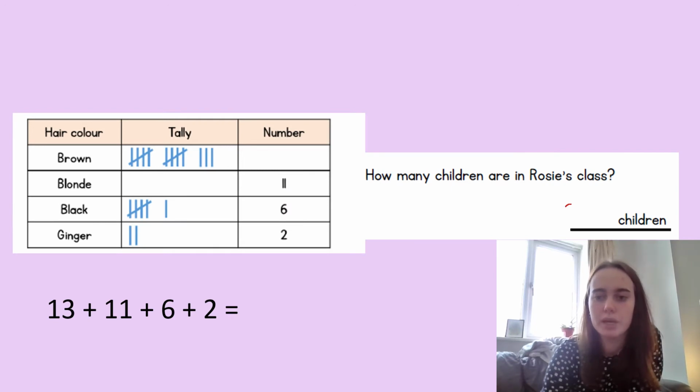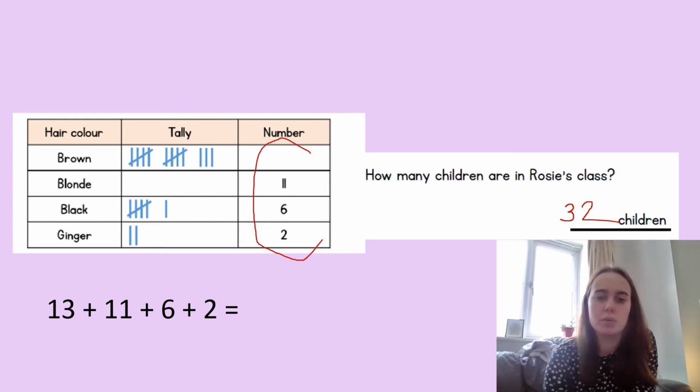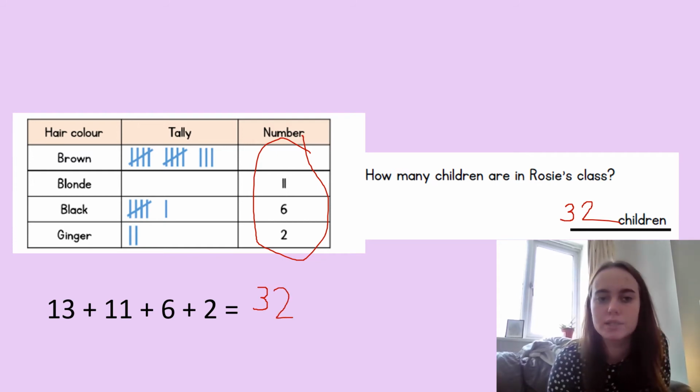So there are lots of different ways of coming to this answer, but the one thing that you must do in all of those ways is add up the total numbers, and that will get you to 32 children in Rosie's class.